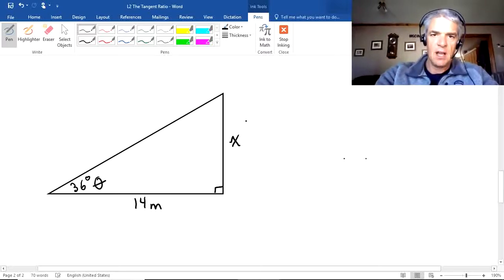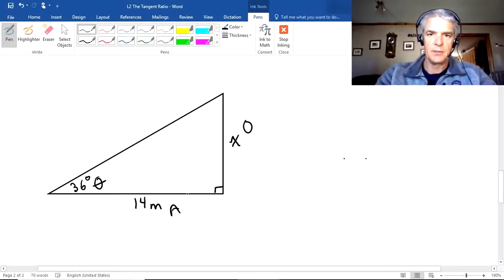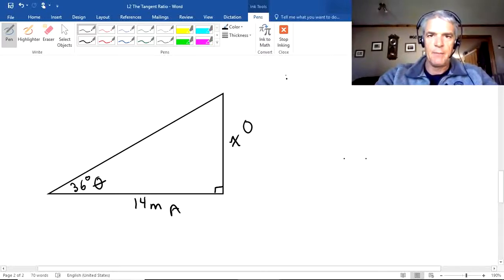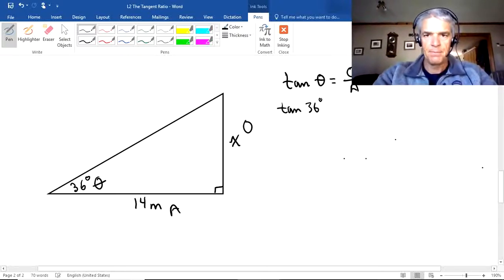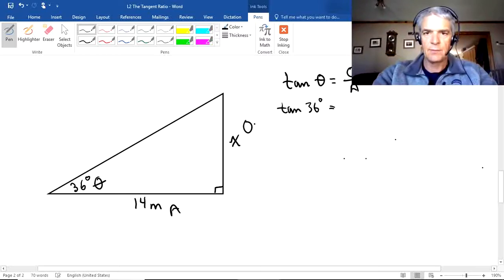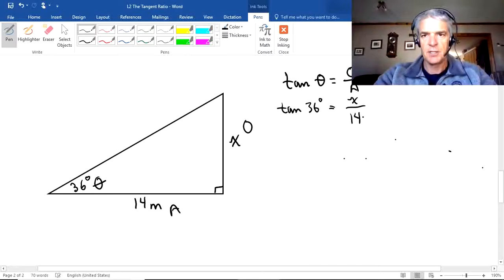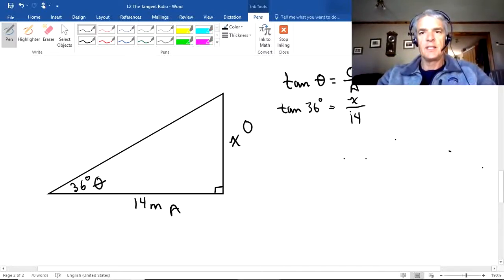Same thing. This is the opposite. This is the adjacent. So I solve it the same way. Tan theta equals the opposite over adjacent. And then I start substituting in. Tan 36 for theta equals x for the opposite over 14 for the adjacent. And in this particular case, it's a little different. x is now going to equal tan 36 times 14. So we're going to multiply them.